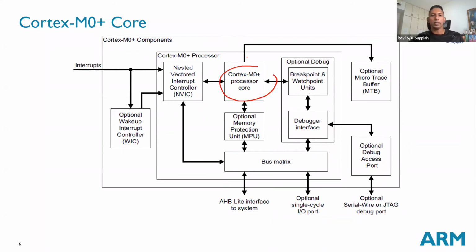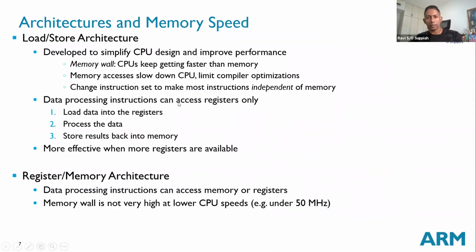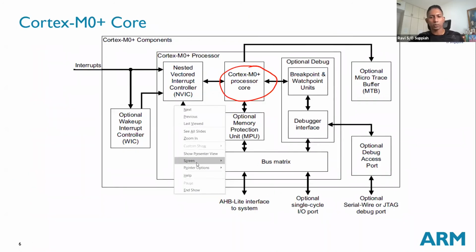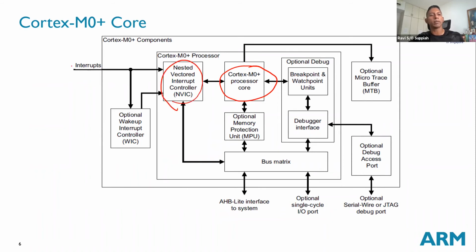The NVIC is the interrupt controller, which we'll be looking at I think the next lecture or so. That is to manage interrupts. You can have interrupts coming in from many different sources, so the NVIC helps the processor to prioritize and send these interrupt signals to the processor core. And then you also have debugging hardware. These are all part of the main processor's components.